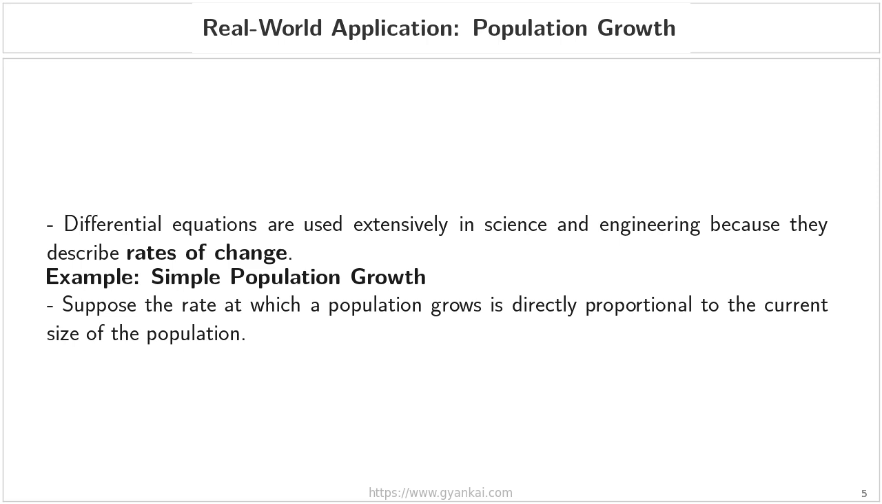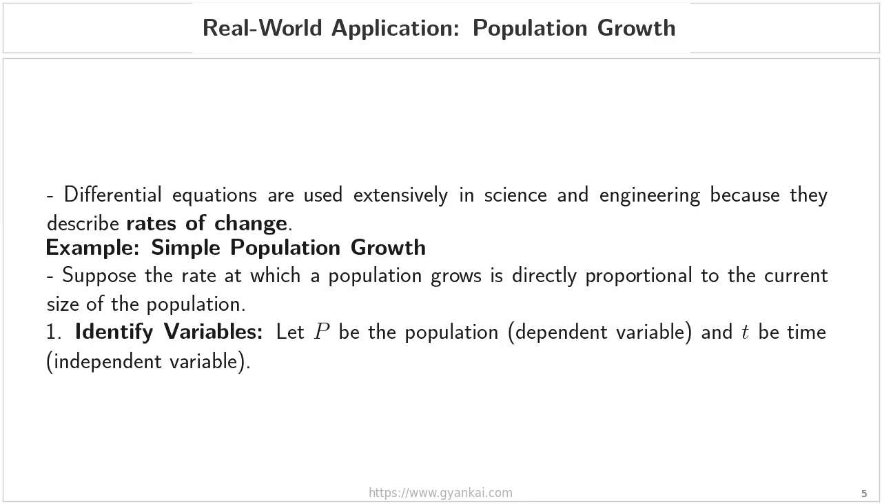Imagine a scenario where the rate at which a population grows is directly proportional to the current size of that population. It sounds a bit abstract, so let's break this down step by step to build our equation. First, we need to identify our variables, just like we discussed in our second slide. Let p represent the population, which is our dependent variable, and let t represent time, our independent variable.